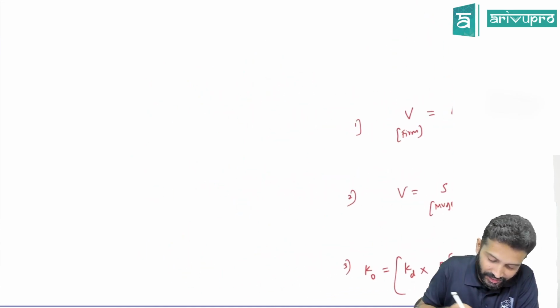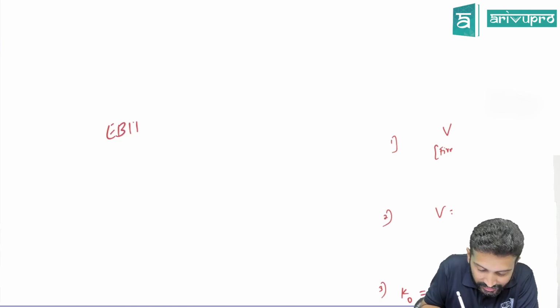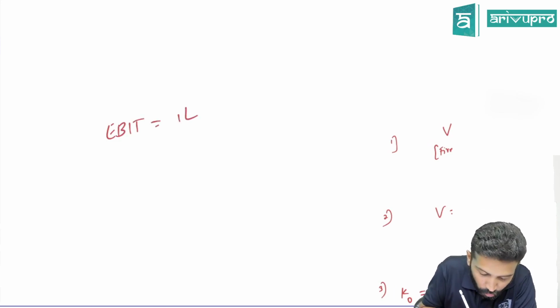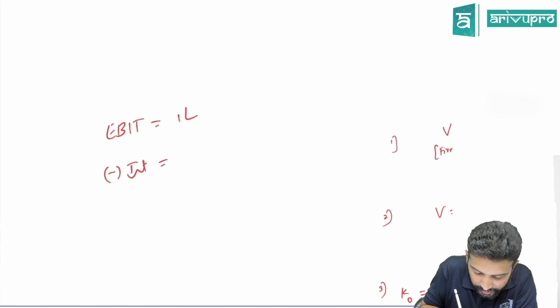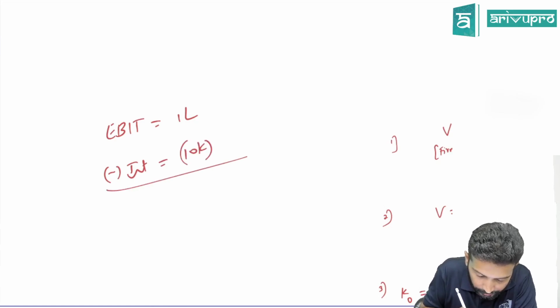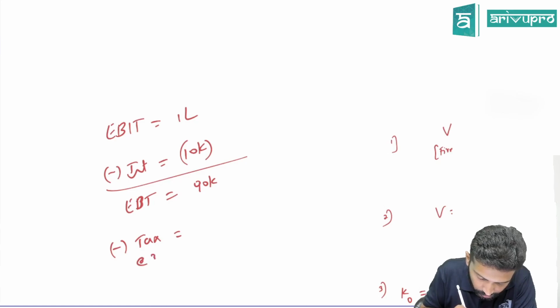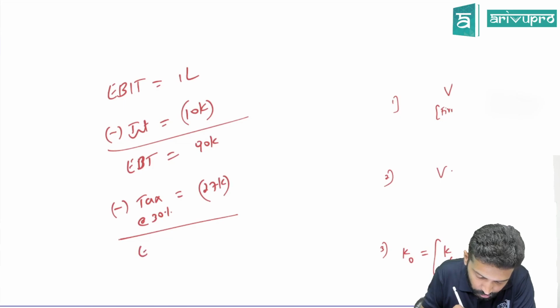Okay. Just check, I'll write here. Let's say EBIT is 1 lakh. From EBIT, what do you do? Deduct interest. Let's say this is 10,000. What are you going to get? Earnings before tax, which is 90,000. From this, you will deduct tax. Let's say tax is 30%. So that means this will be 27,000. So earnings after tax will be how much?